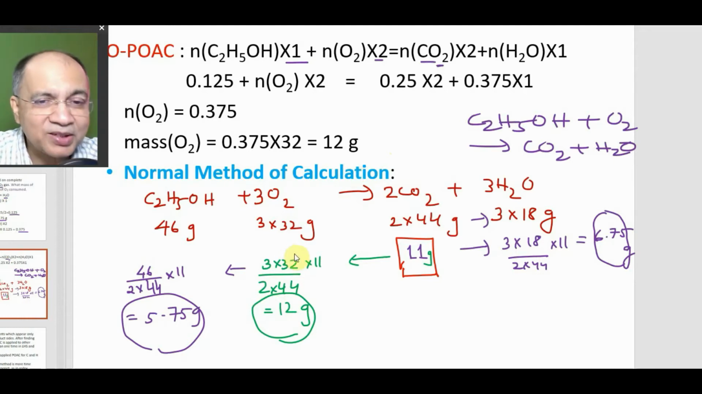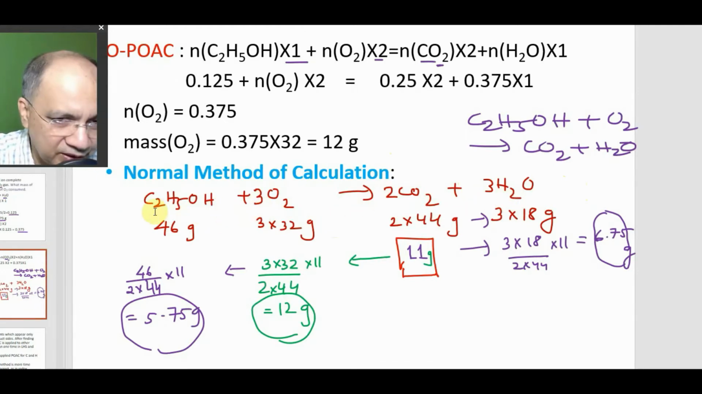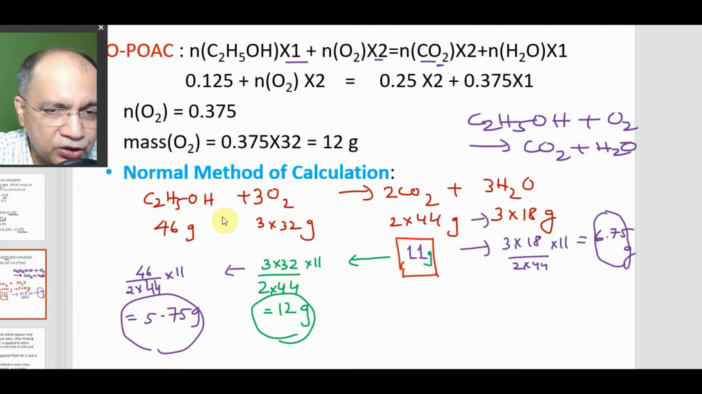Right? Now let's compare how long it will take to solve this problem by the normal balancing method. I mean, first you balance this equation. You may spend some time here, although I think for this equation balancing will not take any extra time, because inspection can help you in finding the coefficients.